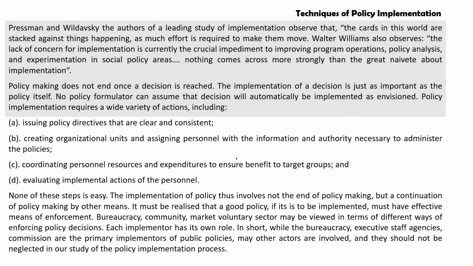The implementation of policy thus involves not the end of policy making, but a continuation of policy making by other means. It must be realized that a good policy, if it is to be implemented, must have effective means of enforcement. Bureaucracy, community, market, voluntary sector may be viewed in terms of different ways of enforcing policy decisions. Each implementer has its own role. In short, while the bureaucracy, executive staff agencies, commissions are the primary implementers of public policies, many other actors are involved and they should not be neglected in our study of the policy implementation process.